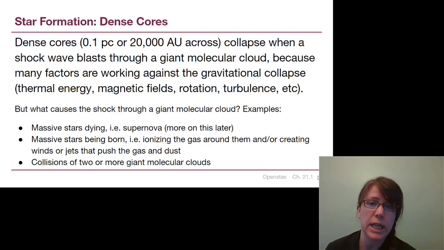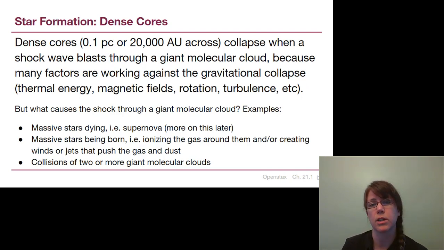Another possibility is when two or more giant molecular clouds collide with each other. So we'll be talking in many chapters in the future about galaxy mergers, and that can cause a lot of star formation. As these large clouds of gas and dust that are 50 parsecs or more across collide, they cause a lot of star formation as well.